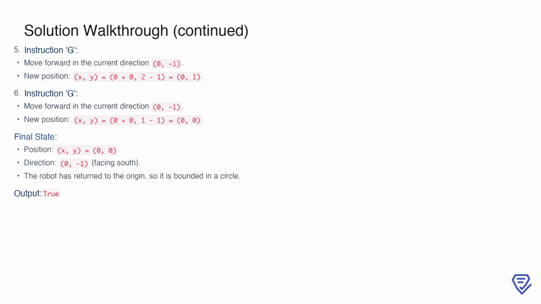At this point, the robot has completed all instructions and is back at its starting position (0, 0), but it is now facing south. Since the robot has returned to the origin, we can conclude that it is bounded in a circle. Therefore, the output for this example is true.